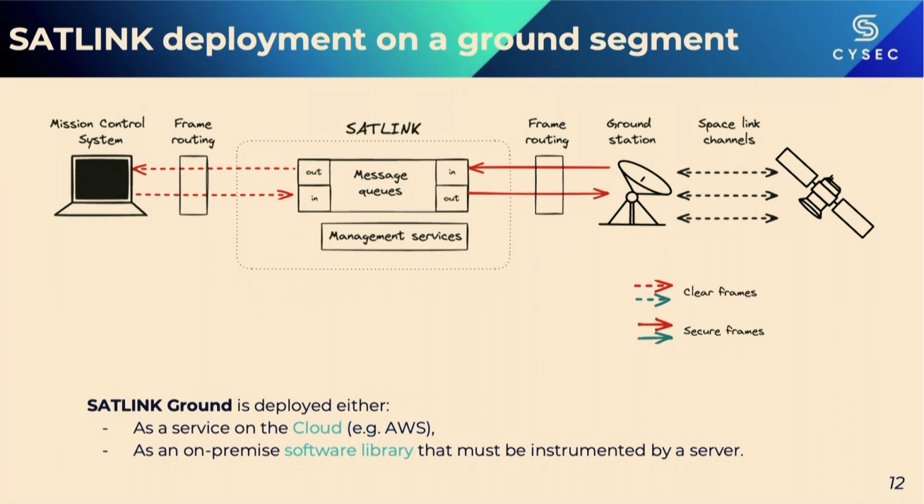We are also featuring a management services API. This is used by the customer to configure and control the SATLink instance, but also to initiate SDLS extended procedures. So all the services I mentioned earlier are initiated by the user through this interface. This creates a set of extended procedure packets that have to be relayed to the satellite by the customer, which you can see here in blue.